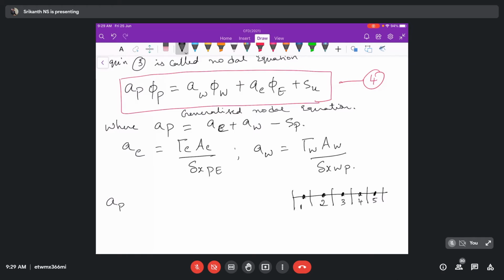AP will be like that only. What will I write in place of phi P? Suppose say I can write i equal to 2. Phi 2, understood? Equal to, which is the west node to 2? Which is the west node to 2?